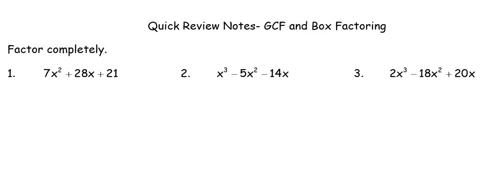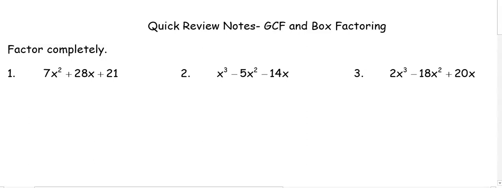This video is on GCF and box factoring, day 9. So when we are factoring, we want x squared by itself, but in number 1, x squared is not by itself. So we need to figure out how I can get from 7x squared to x squared.